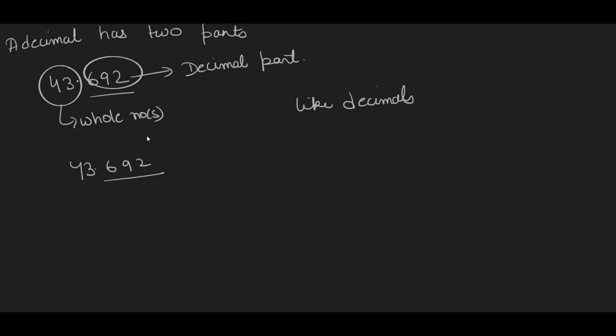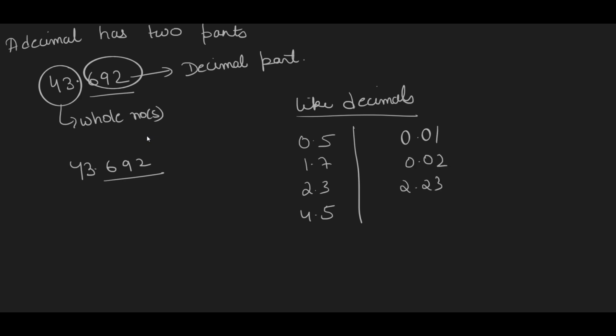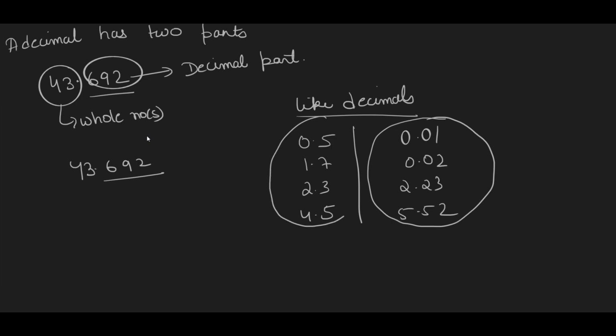Now you have like decimals. And what is like decimals, children? Like decimals is simply decimals having the same number of decimal places. For example, 0.5, 1.7, 2.3, 4.5. So these are all like decimals, or 0.01, 0.02, 2.23, 5.52. All these numbers are like decimals. How? The number of digits after the decimal is the same. So these are called, children, like decimals.